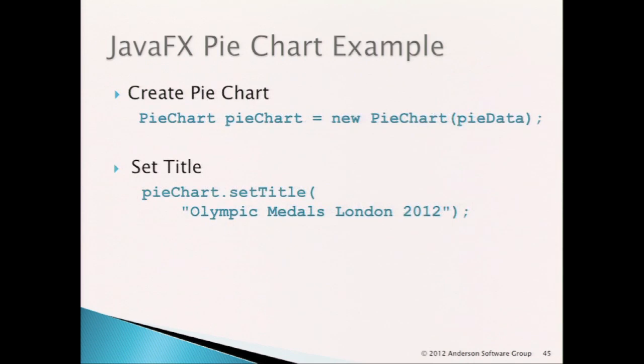Okay, this is easy. You have to create a pie chart element, so we'll just create it with the constructor, and then we'll populate it with the observable array list called pieData. So now it's populated with all the pie chart data. And then to set the title, we just call a setter with our pie chart object, and we put in a string that says these are the Olympic medals that were in London of this year.